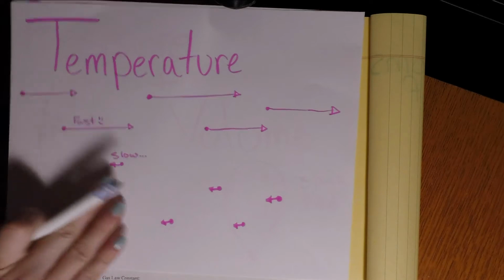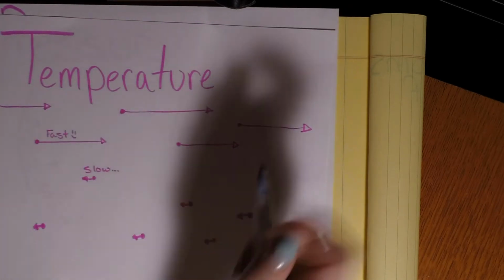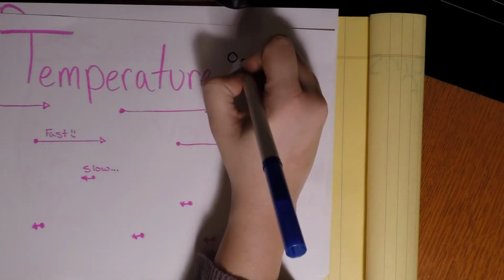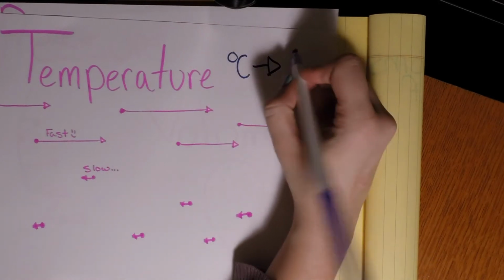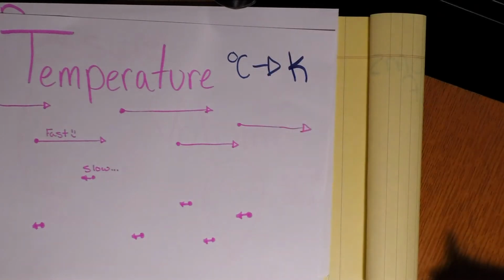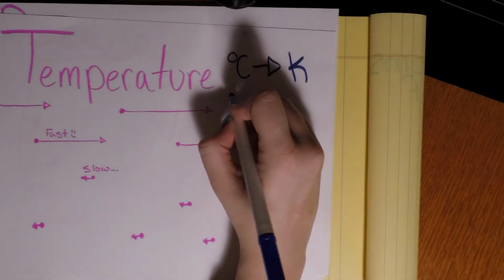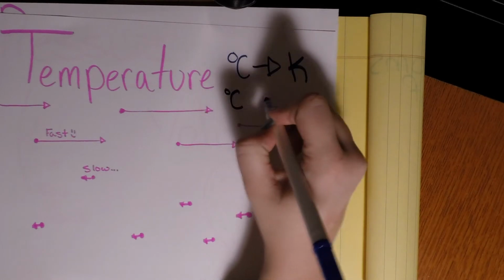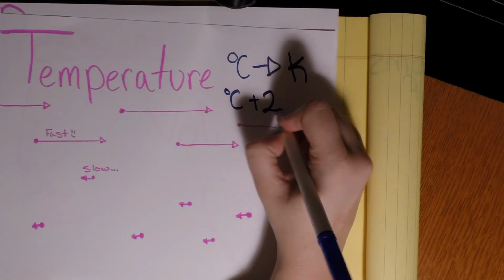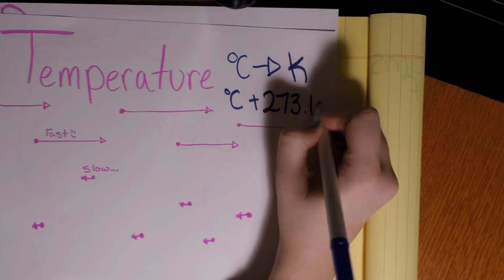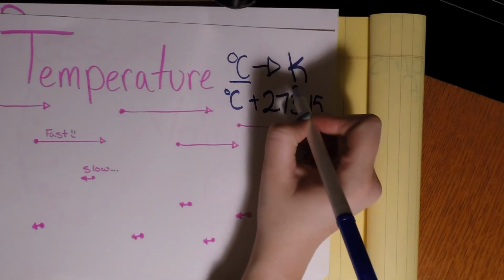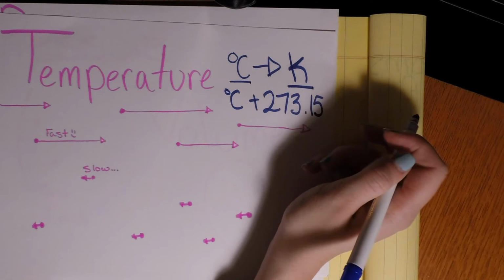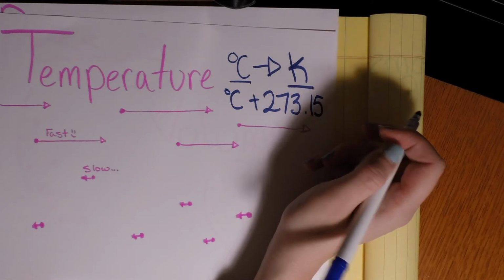But the most important thing you must remember about temperature is that when you get it in degrees Celsius, you need to convert it to Kelvin, which is absolute temperature. And you do this by taking the degrees Celsius and adding 273.15. Okay? So any time you see degrees Celsius, you need to convert it to Kelvin whenever we are talking about gases. Super duper duper important.